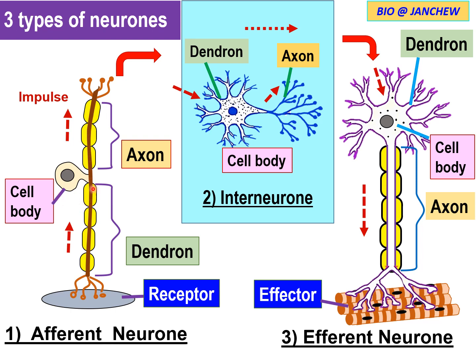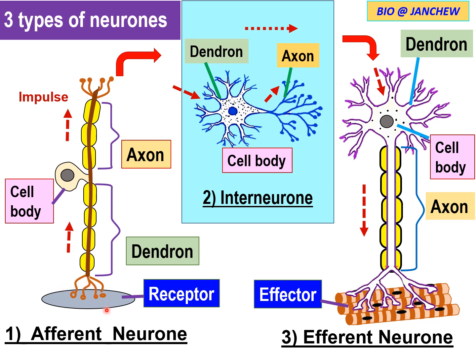For the afferent neuron, actually the dendron is longer than the axon. But never mind, we'll look at the length of these structures later on. Now, how do we label the afferent neuron, the dendron and axon? Always remember that the dendron transmits impulses towards the cell body. So for this lower part here, we must determine the direction of flow of impulse first.